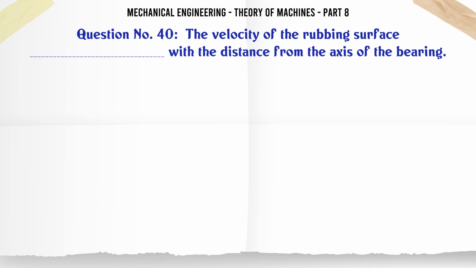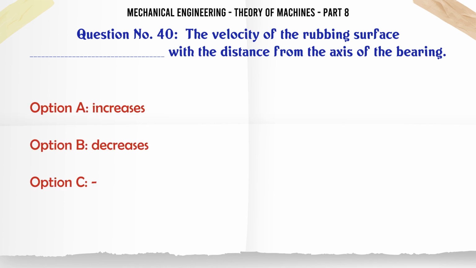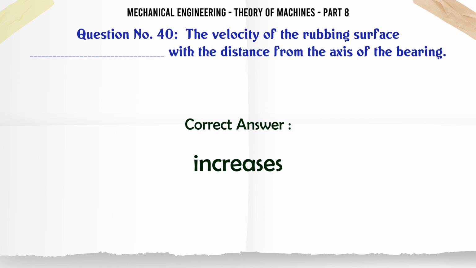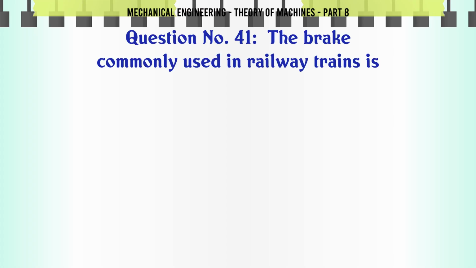The velocity of the rubbing surface varies with the distance from the axis of the bearing. A. Increases, B. Decreases. The correct answer is increases.